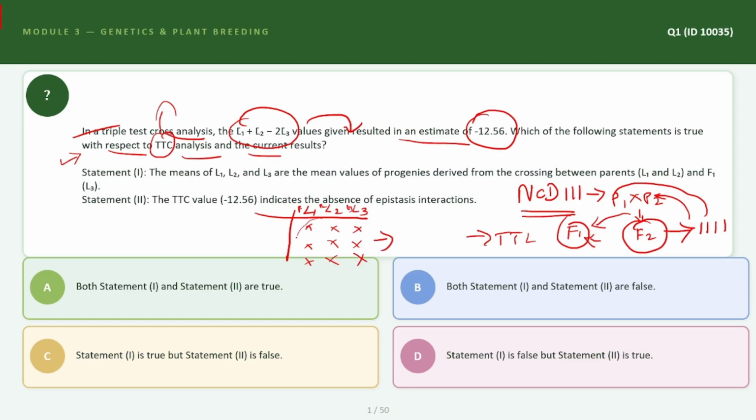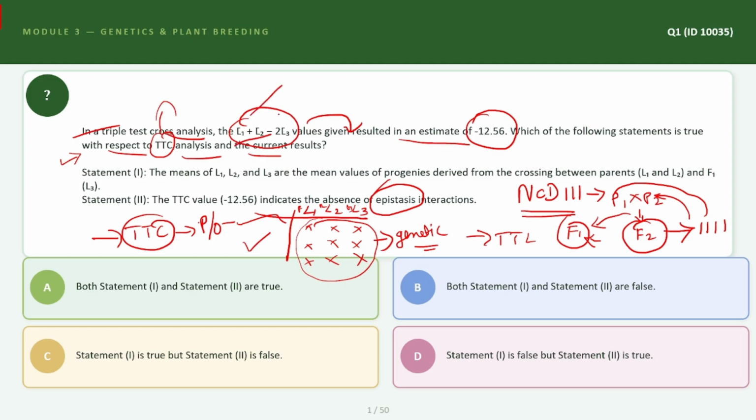We use this population for estimation of the genetic effects. Then this design is called triple test cross analysis. And this analysis provides either the presence or absence of epistasis. The equation is L1 plus L2 minus 2L3 equal to 0. Then only is there no epistasis. If there is any deviation from the value 0, it indicates the presence of an epistatic interaction.